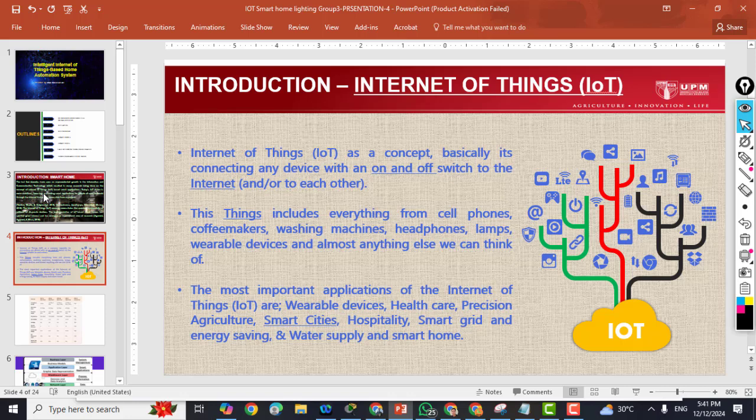Maybe you have different smart IoT devices for different facets of life or different domains, like industry, medical domains, agriculture, smart homes, smart cities, any kind of different domains. IoT can be applied to all of them.